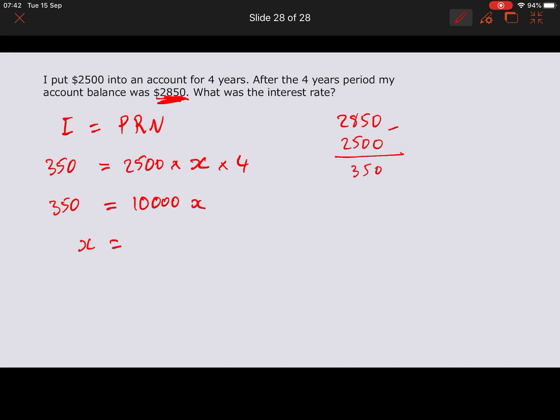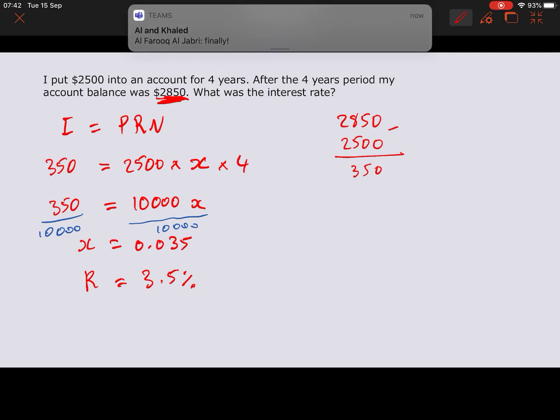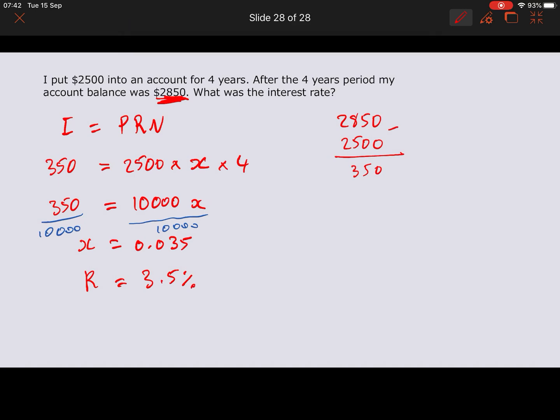Okay. So X is equal to, we can divide both sides now by 10,000. Solve the equations. That's why we did equations. It's the very first thing. So 350 divided by 10,000 equals 0.035. Again, that's not the answer because that's the decimal multiplier. The percentage would be 3.5%. Okay? I hope that makes sense to everybody.